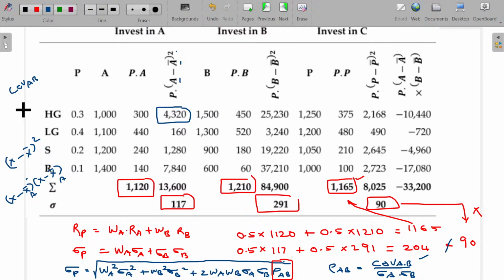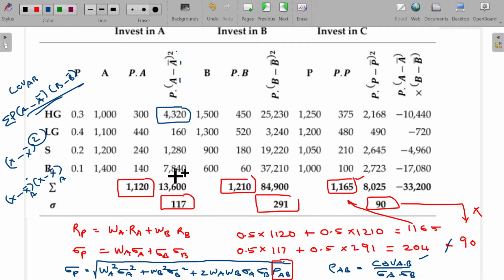The formula is A minus A bar, the deviation of investment in A, and B minus B bar, the deviation of B. You multiply these two, rather than multiplying with the same one. In case of variance of A, it is x minus x bar into x minus x bar. In case of covariance, x minus x bar related to A, x minus x bar related to B. You have to multiply these two, and finally multiply with the probability and take the summation, and you will get the covariance. Is that okay? I am going to calculate the covariance for the first scenario.